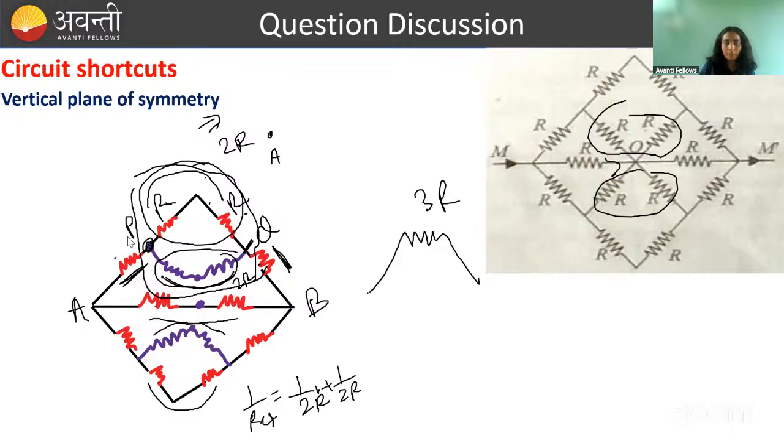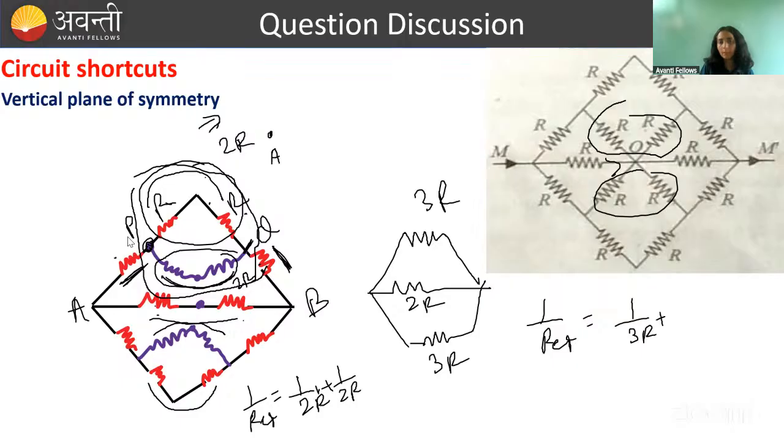In the middle branch, there is 2r. This is r and r in series. And similarly, as the upper portion is, so is the lower portion. So this also will be your what? 3r. So these 3r, 2r, and 3r are in what? Yes, Srihari, that will be correct. So these three are in what now? They're in parallel, right? So you can calculate 1/r equivalent, 1/3r plus 1/3r plus 1/2r.